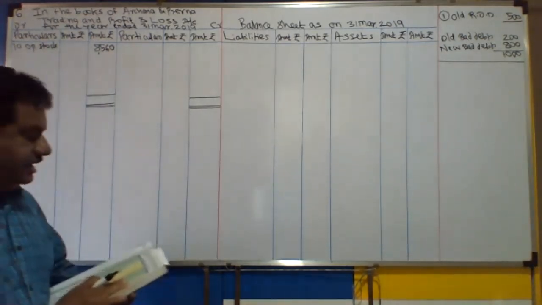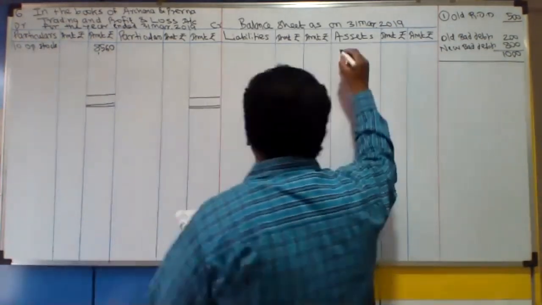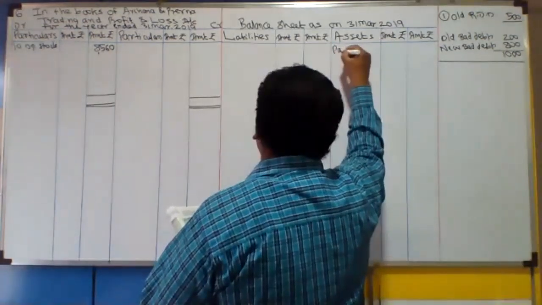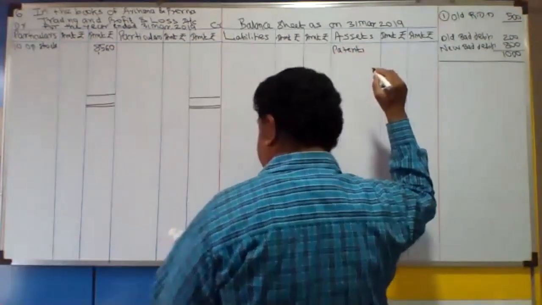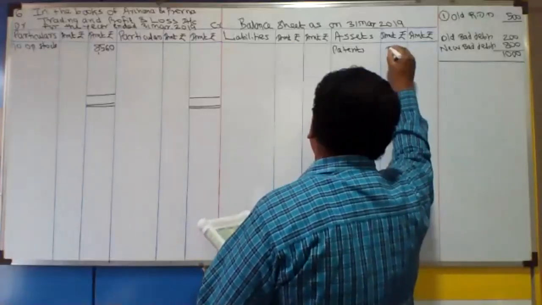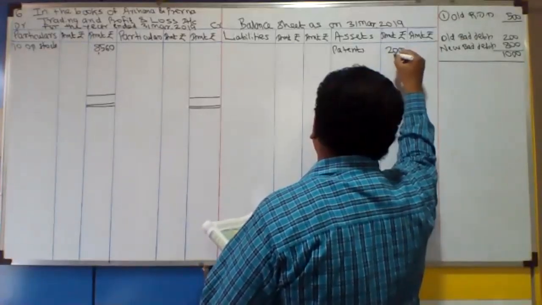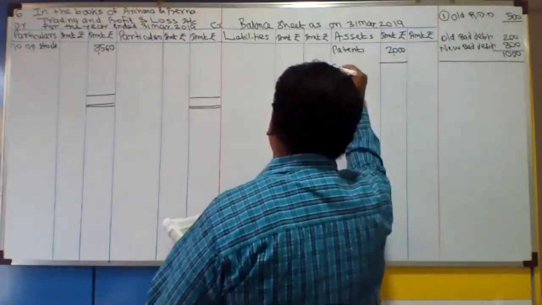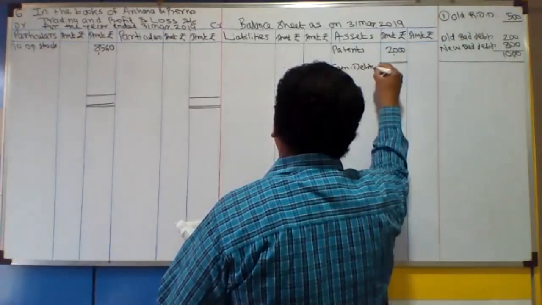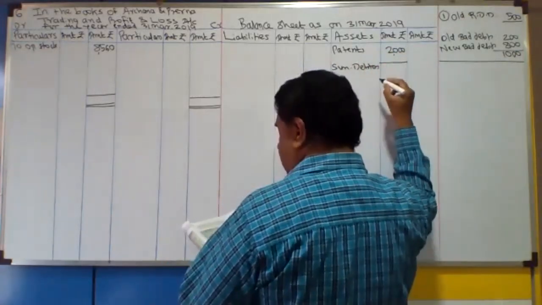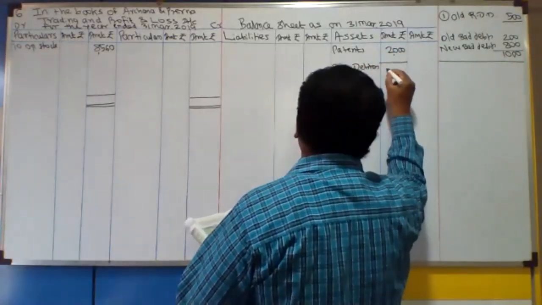Patents, balance sheet asset. Patents are 2,000, inner column. Sundry debtors, balance sheet assets, inner column, 18,500.